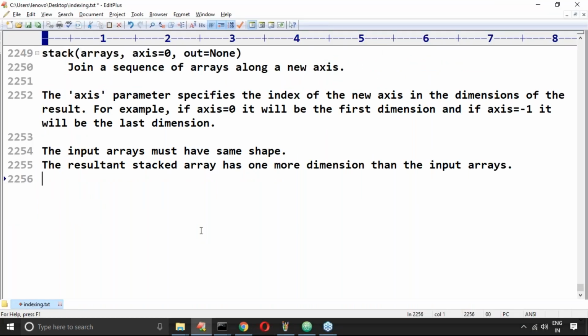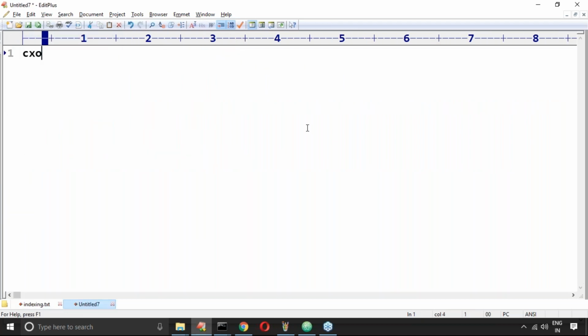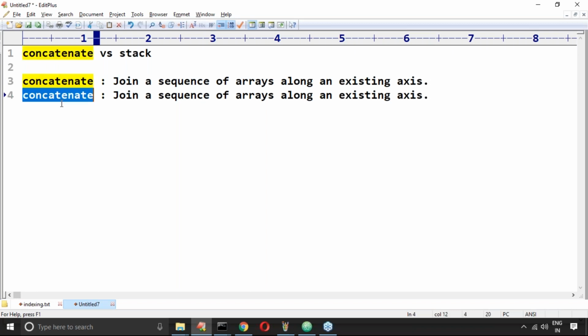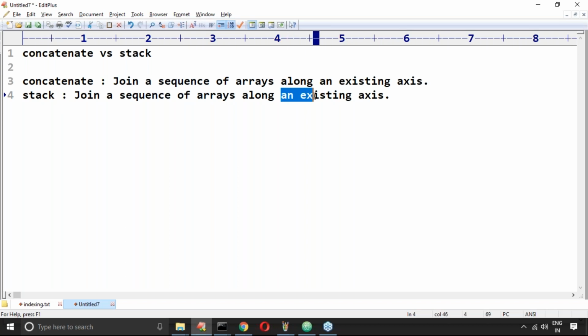Sometimes I may use these points. What is the method? Concatenate versus stack. Concatenate means joining a sequence of arrays along an existing axis. Stack means joining a sequence of arrays along a new axis of the resultant array. Observe the difference, right?